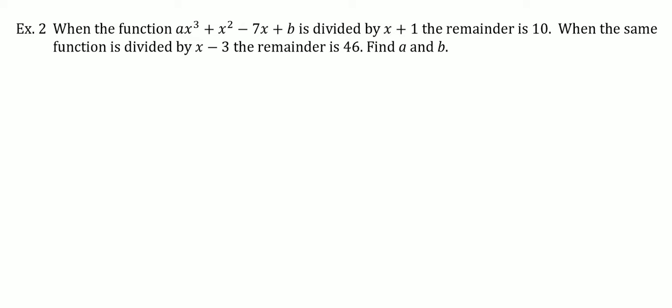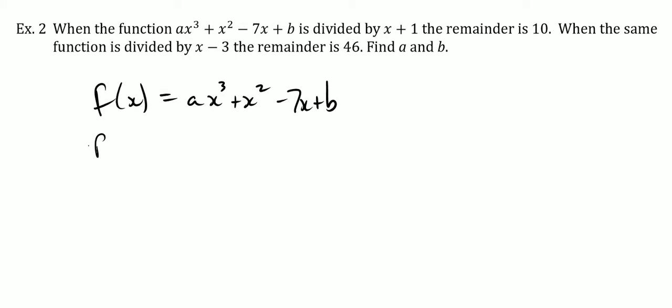You can start it by using the x plus 1 and 10 and start it off like how we would the other ones, like subbing in the negative 1. Okay, I love it. I'm gonna start with f of x, because it wasn't written this way, but equals ax cubed plus x squared minus 7x plus b. And what you're telling me is to do f at what?